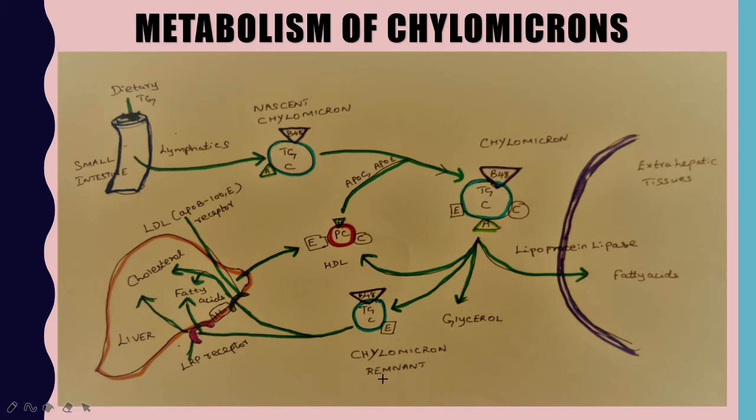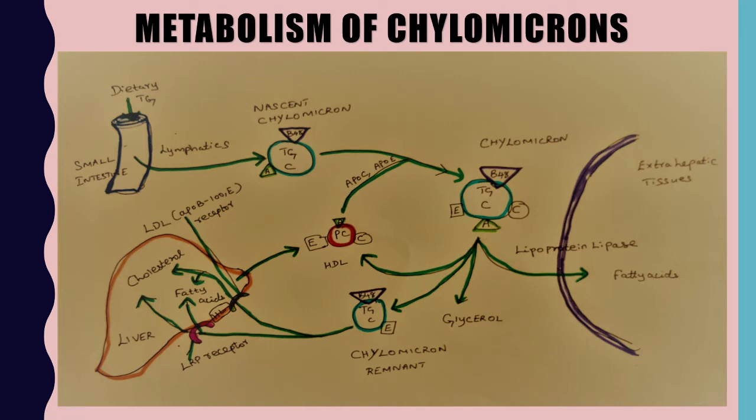The chylomicron remnant has lost 90% of its triglycerides. It now has only 10% of triglyceride and is rich in cholesterol. So now it is called a chylomicron remnant. Apoprotein B48 and apoprotein E will remain intact, whereas apoprotein A and apoprotein C will be released into the blood circulation, where they will be useful to synthesize HDL.